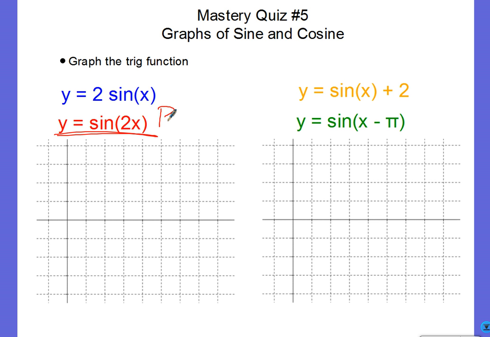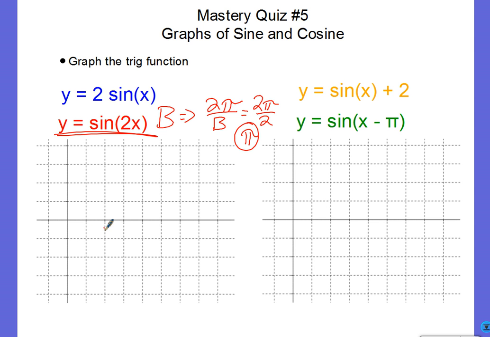What the next part does, this red one, is a little bit trickier. This is our B. And with your B, you're always going to do 2 pi over B. In this case, our B is going to be 2. So we do 2 pi over 2, making our period in this one pi.